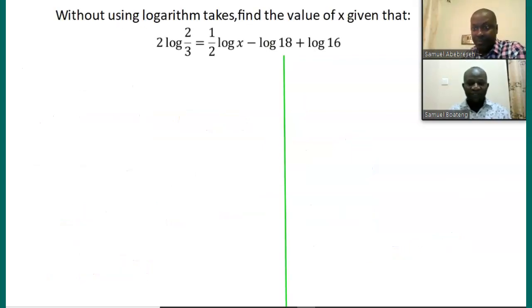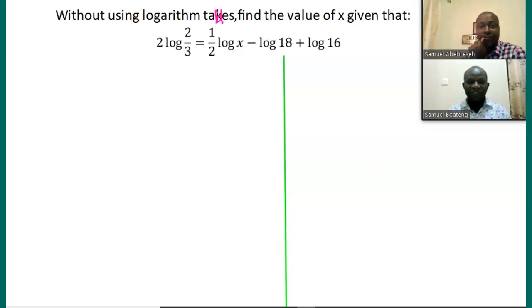We have solved 3 questions so far. Just pause and try if you can solve this equation. Without using logarithm table, find the value of x given that 2 log 2 on 3 equals half log x minus log 18 plus log 16.